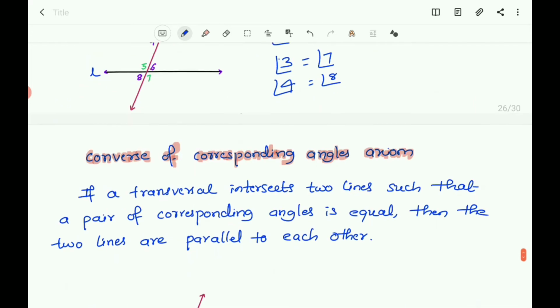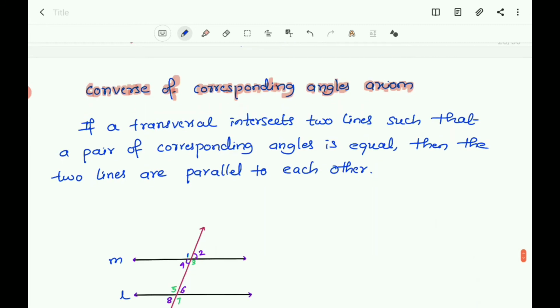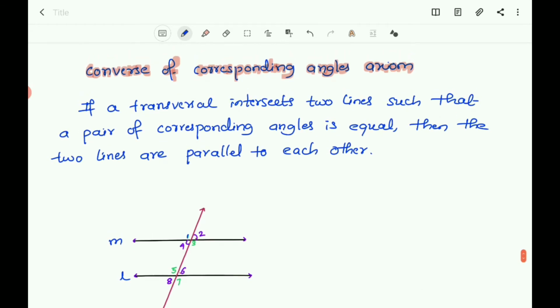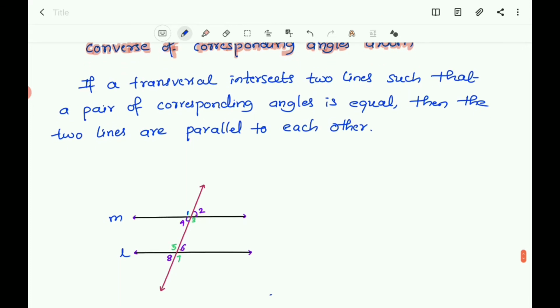Next, the converse of the corresponding angles axiom. Here you draw two lines and also draw the transversal, and you don't know whether those lines are parallel or not. Now you measure the corresponding angles. If they are equal, then what can you conclude? That the lines are parallel to each other.